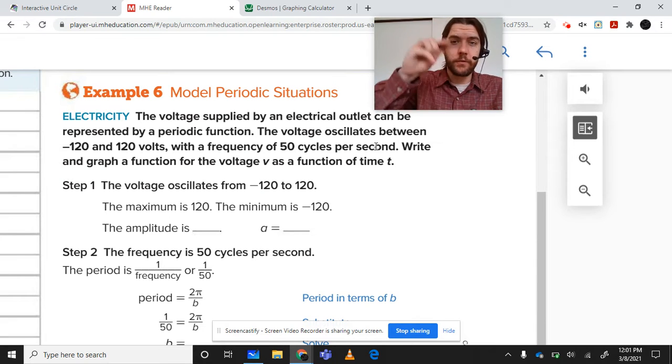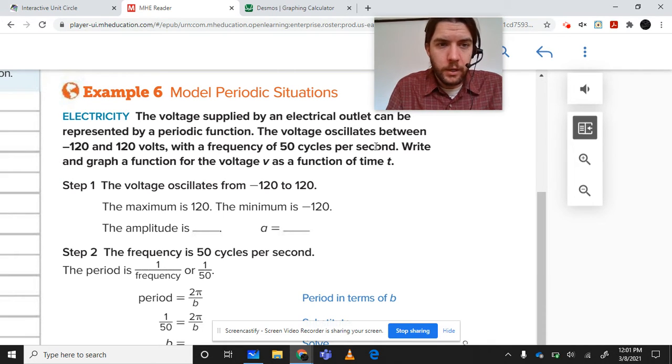Okay, so if it's achieving 50 cycles of this per second, that means it only takes a 50th of a second to complete one cycle. Write and graph a function for the voltage V as a function of time, t.